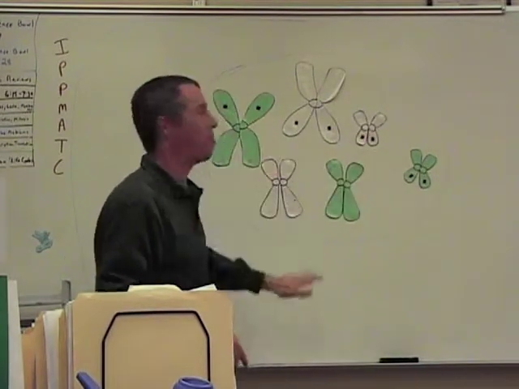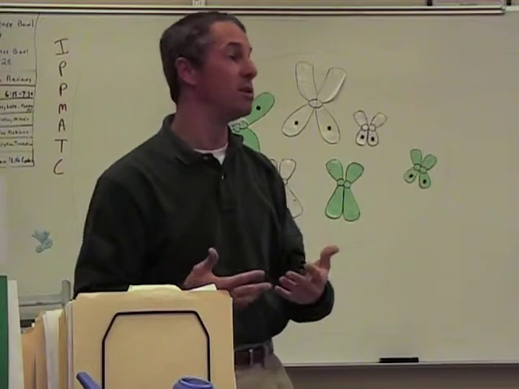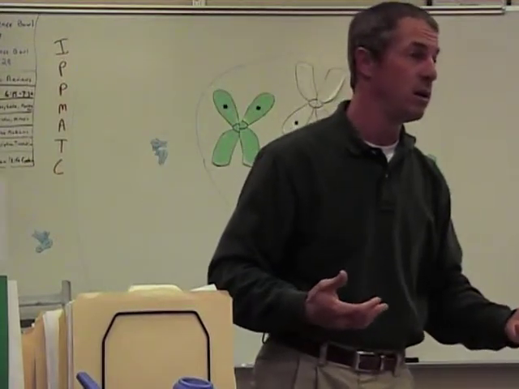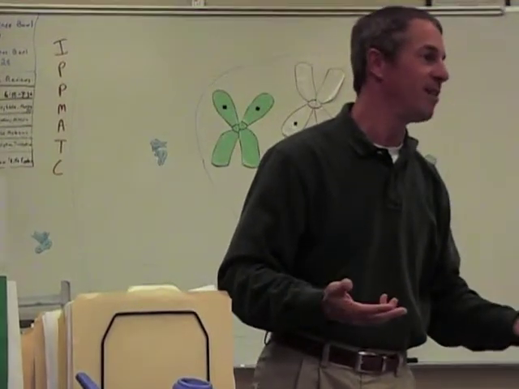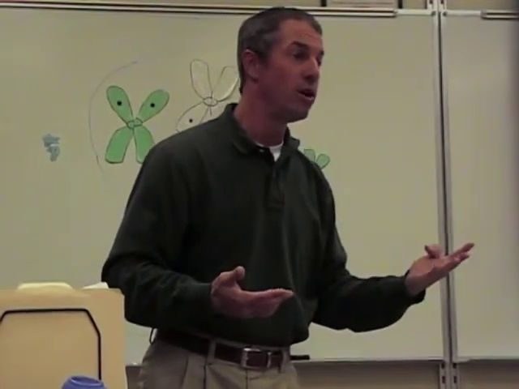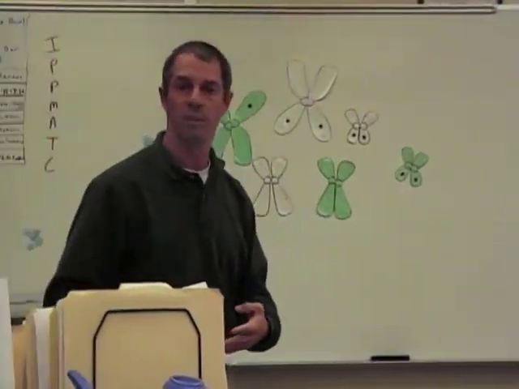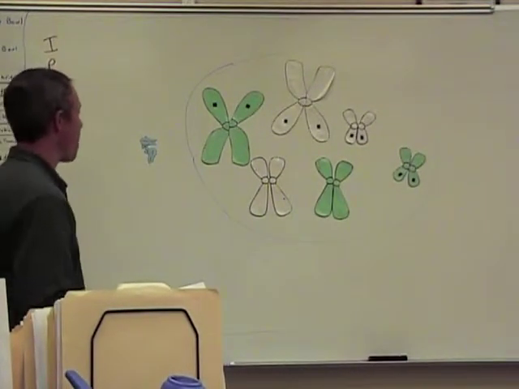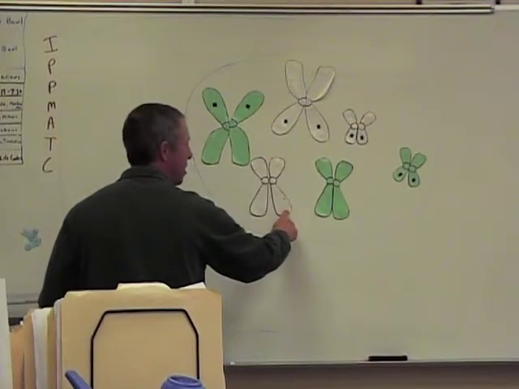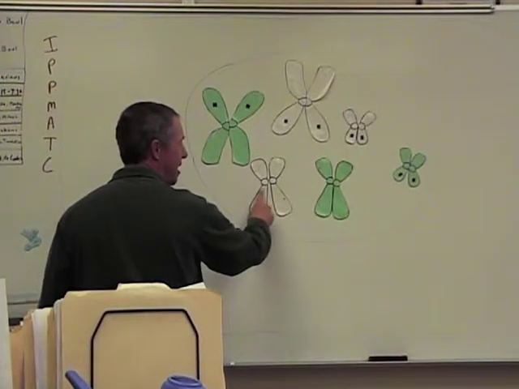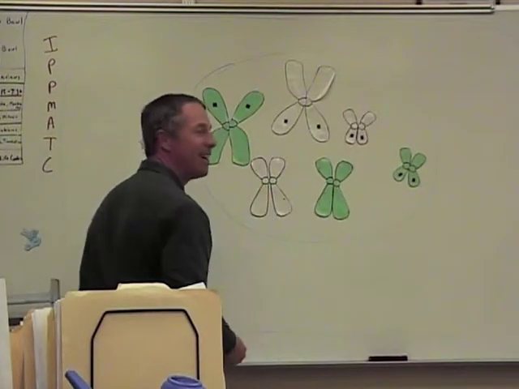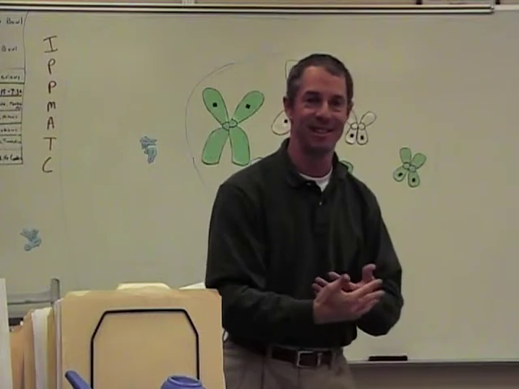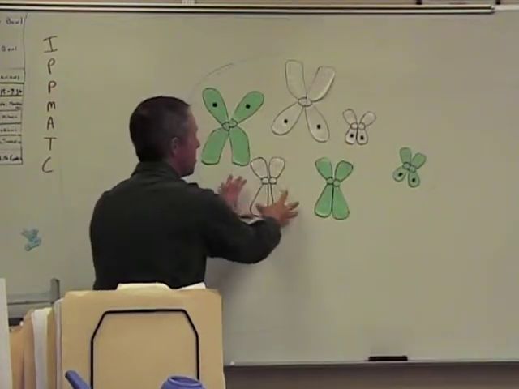Now, I only have six on the board, but you have to imagine in an actual human cell, there'd be 46. In a fruit fly cell, there'd only be four. Humans have more chromosomes than fruit flies. Is the one called a chromatid, or is that another thing? This is a chromatid. This is a chromatid. Since they're exactly alike, they're sister chromatids. The whole thing is a chromosome.